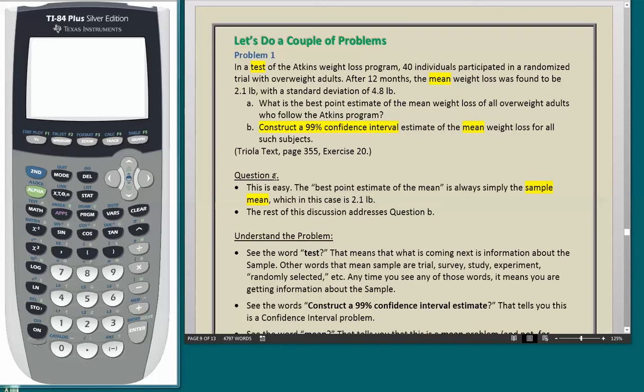So we're going to start with question A. This is easy. The best point estimate of the mean, and by the way, that means the best point estimate of the population mean. It just means a starting point for constructing our confidence interval. That is always simply the sample mean. In this case, the sample mean is 2.1 pounds. So that is the answer to question A. You could put in x bar equals 2.1 pounds, and that would be the answer to question A. The rest of this discussion addresses question B.